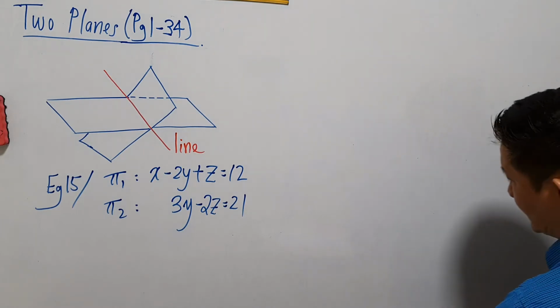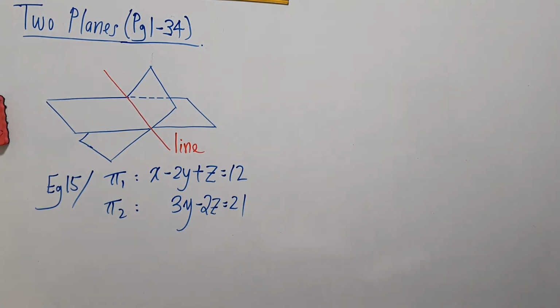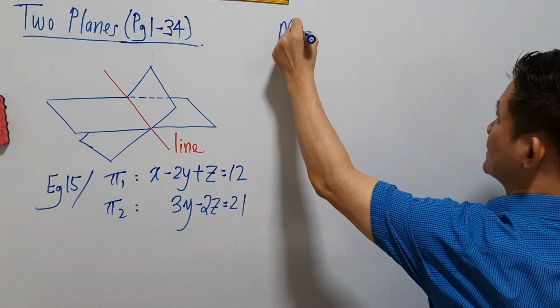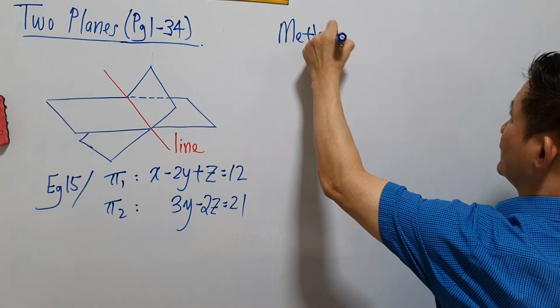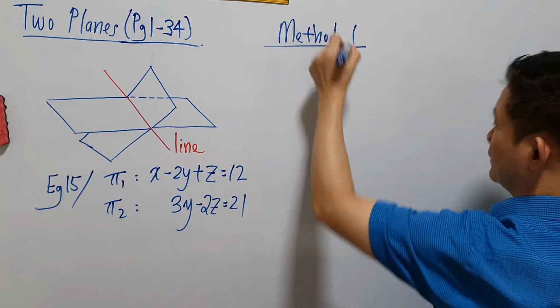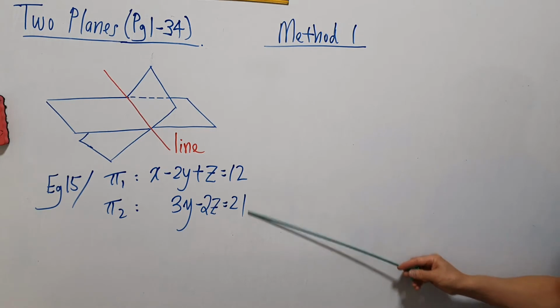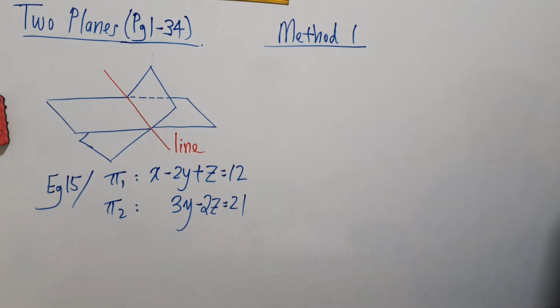And how do you find the equation of this line? There are actually two methods to go about it. I'm going to show you the first method now. Okay, let me show you the first method to find the intersection between two planes, method 1. Method 1 is quite straightforward. You see this as two simultaneous equations, and you try to solve these two simultaneous equations.